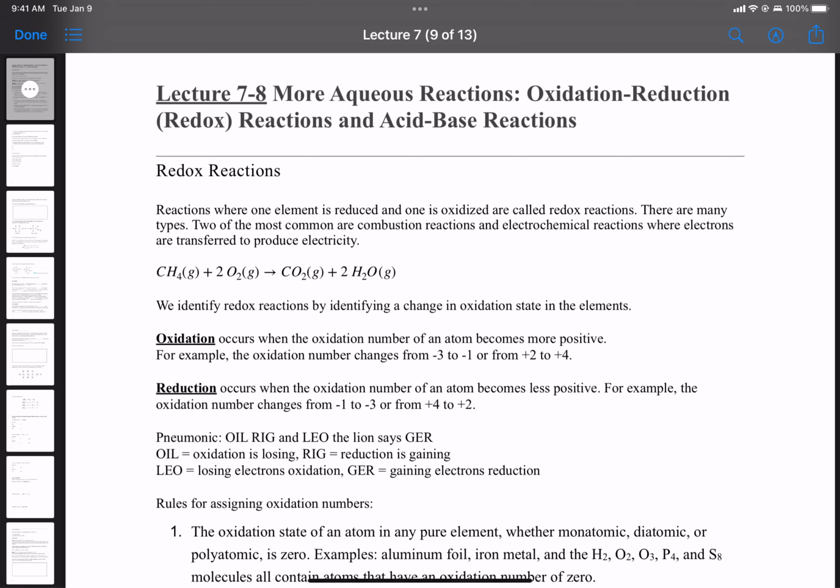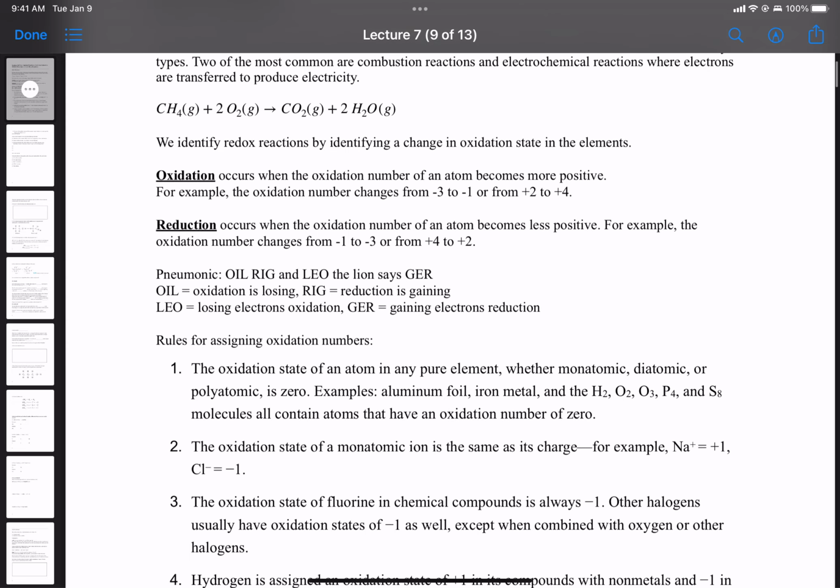Okay, so here are the general rules for assigning oxidation numbers. I think I will provide these guidelines in a much shorter summary for the exam, so you'll have these rules. You don't have to memorize them. You just need to know how to use them to assign oxidation numbers. I don't believe in memorization.